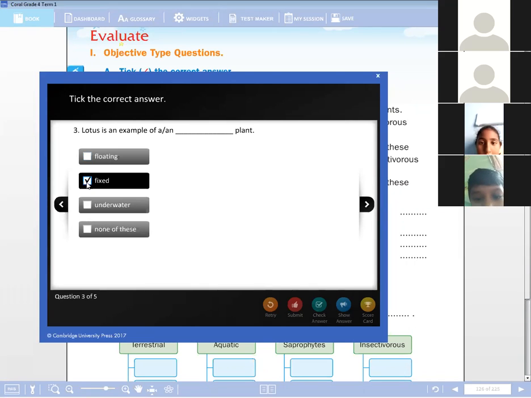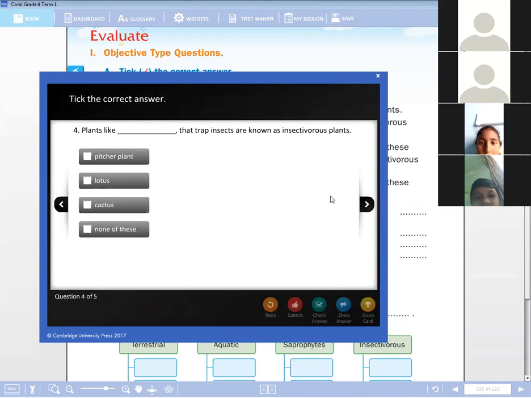I would go with fixed because those roots are fixed in the mud. Yes or no? And we said the leaves are very flat to absorb the sunlight. Ritesh and Sai Swarup are also agreeing with B. Let's submit it. We have to reason and analyse each and every question, children. Yes, B, fixed, is the right option.